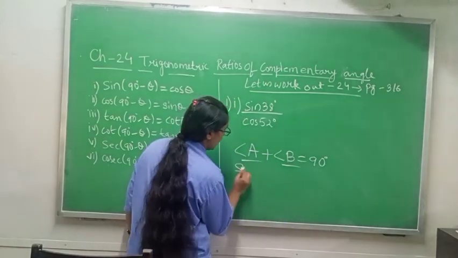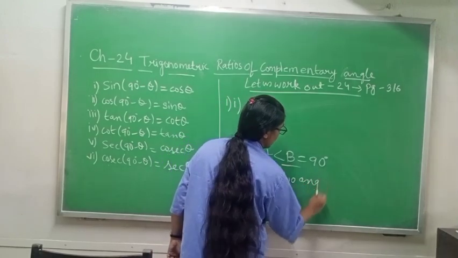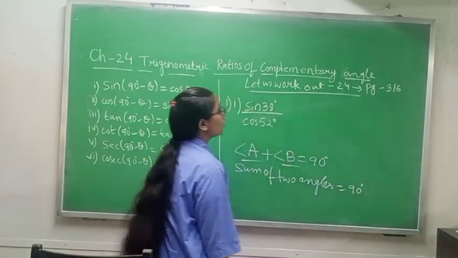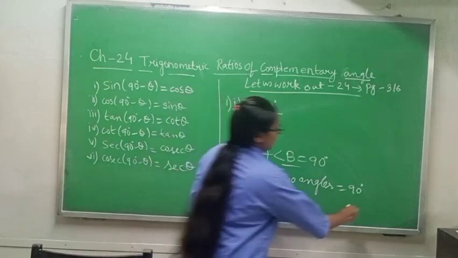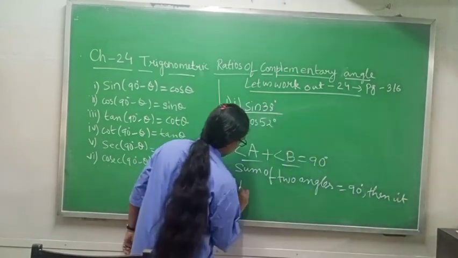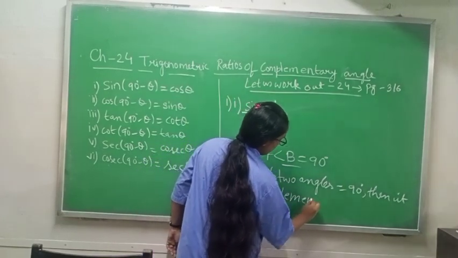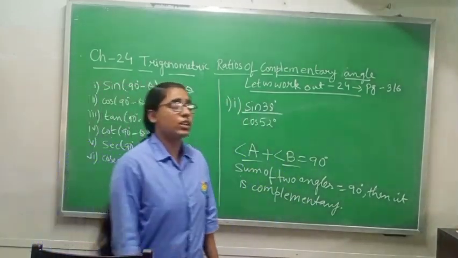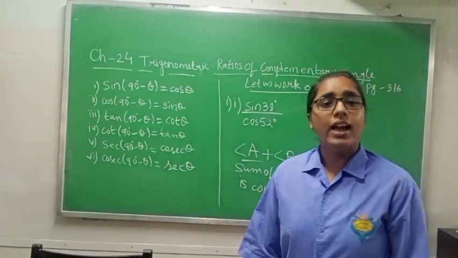Sum of two angles equals how much? 90 degrees. Then it is called what? Complementary angle. So this is the definition of complementary angle. When the sum of two angles is 90 degrees, then it is known as a complementary angle.